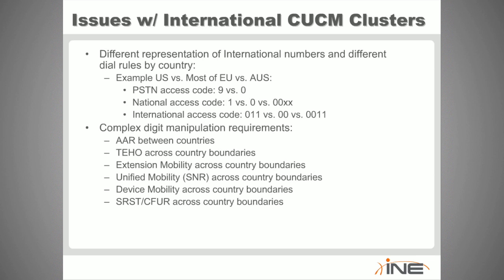We also have complex digit manipulation requirements, such as automated alternate routing between countries, tail-end hop-off between countries or across country boundaries, extension mobility across boundaries, unified mobility, single number reach, device mobility, SRST, call forward on register across country boundaries. All of those things that I just listed there, or at least most of them, are the things we're actually going to take a look at in the next module, which is unlocking the potential of globalized routing.